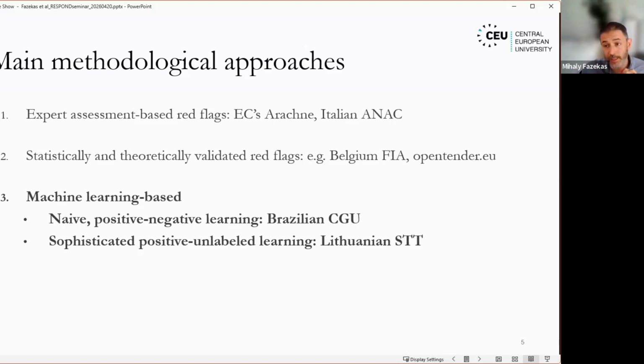misspecified. A solution to this problem is what we call positive unlabeled learning. So this is a branch of machine learning where we have the positive cases, known positive cases of corruption, proven, nearly 100% precision, yet the other class is unknown. And then under certain assumptions, some portion of the unknowns are corrupt, some portion are non-corrupt, and then basically you develop a machine learning framework considering the structure of your data. And then the Lithuanian STT, one of the most advanced anti-corruption agencies in Europe, has recently developed such a tool.